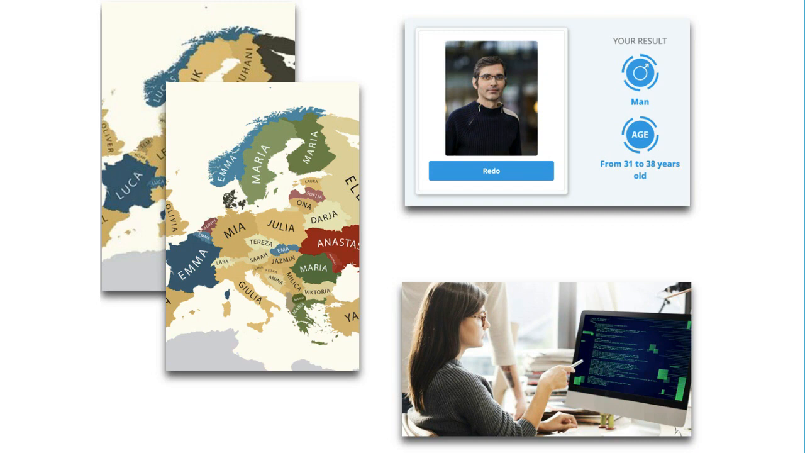So, the basic idea of name to gender is that indeed certain names are more commonly associated with people of a certain gender in different countries. So, here you see a fragment of the map of Europe with most commonly used names for women and for men. Of course, it's slightly more tricky than that because, for instance, we know that the name Andrea is typically associated with men in Italy and with women, for instance, in Germany.